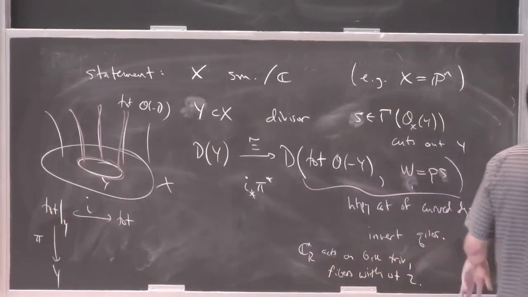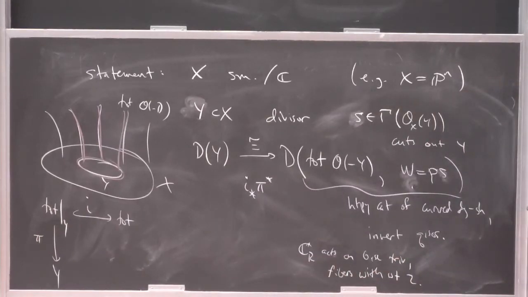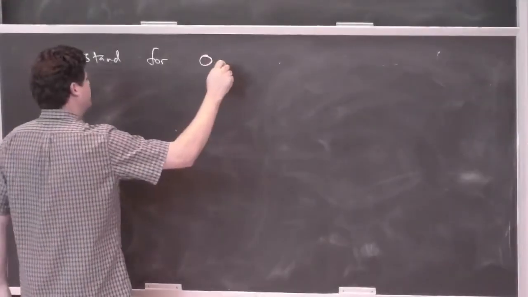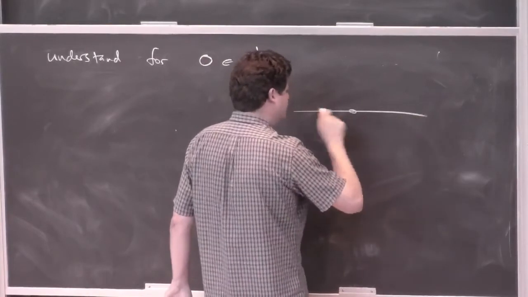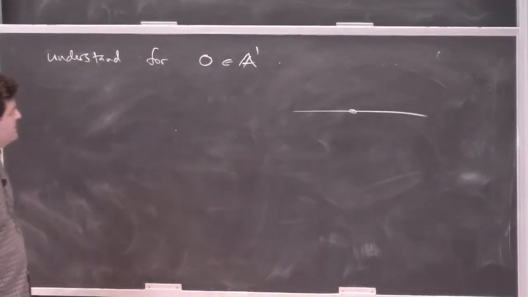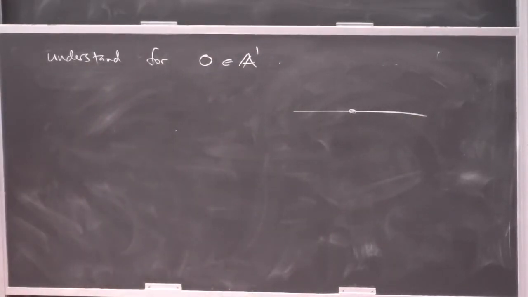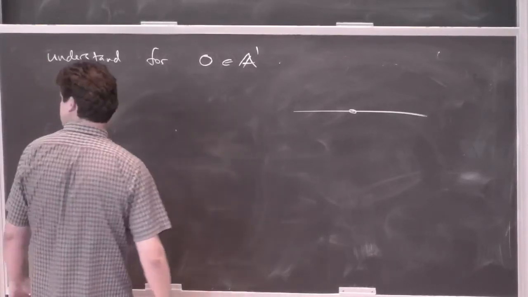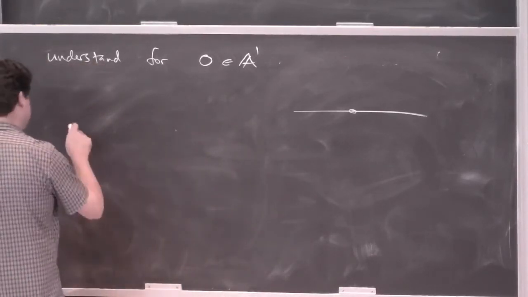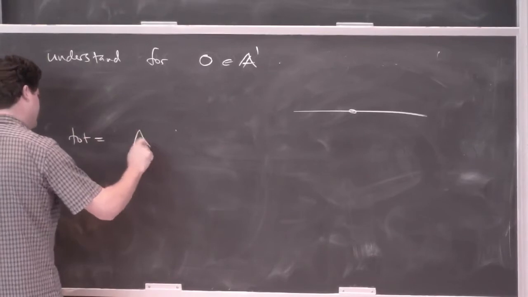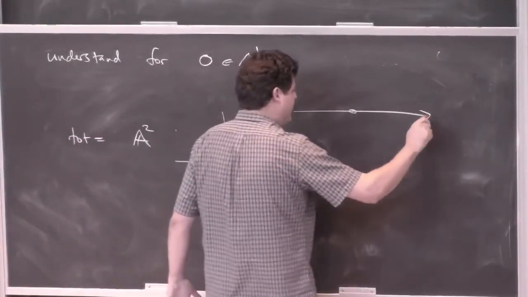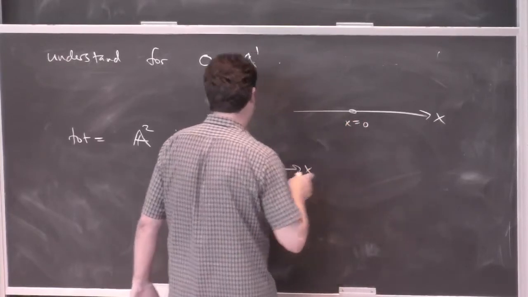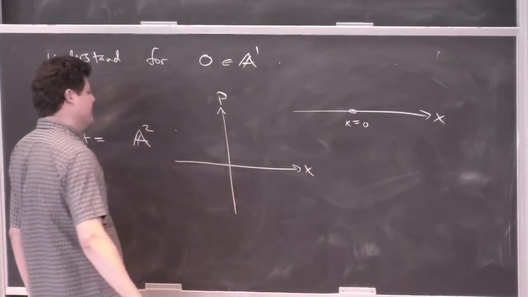So let's understand the statement and why it's true for the origin in A1. Right. So what is this total space? This total space is A2. Let's say this was the x direction. This is x equals 0. And the fiber direction is P.